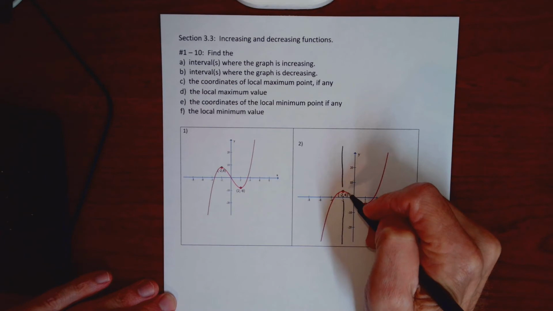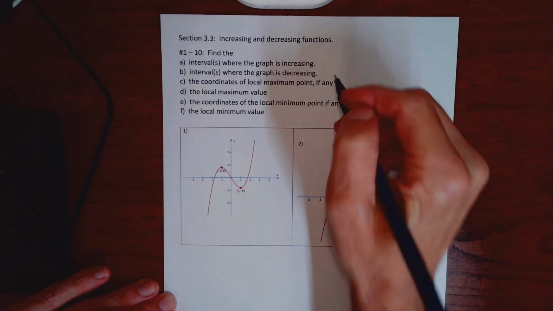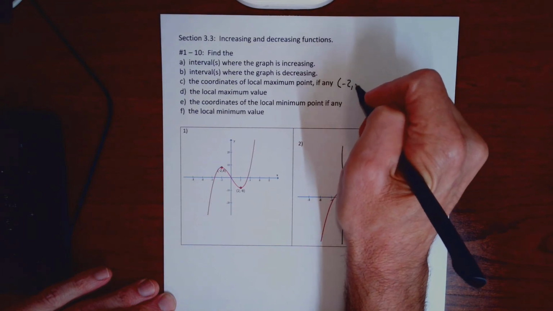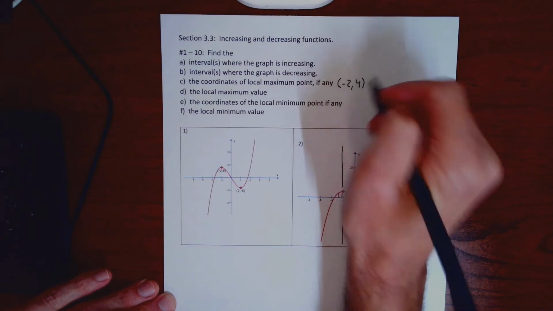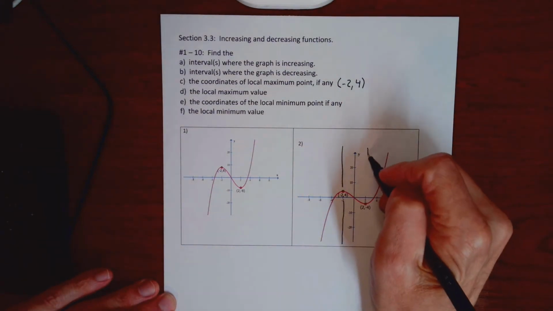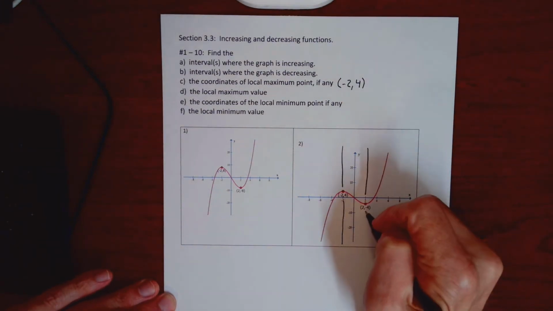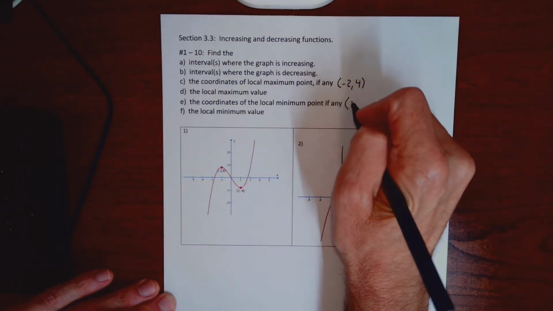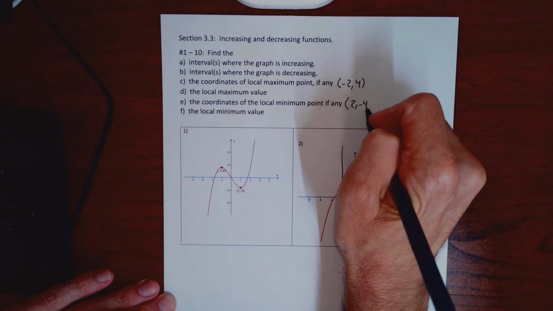There's a local maximum point of negative 2, 4. Let me just put that in right here. I can just tell by glancing that the point negative 2, positive 4 on my graph is higher than any point close to it. It's a local maximum point. And here the point 2, negative 4 is a local minimum point. It's lower than any point close to it.